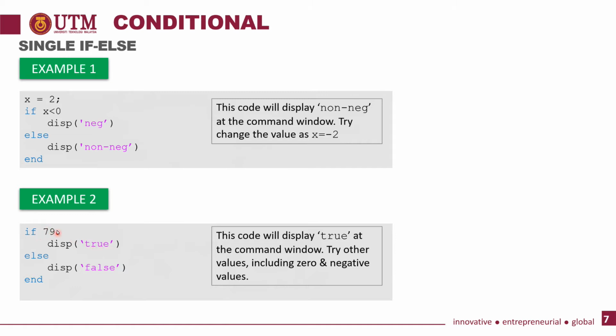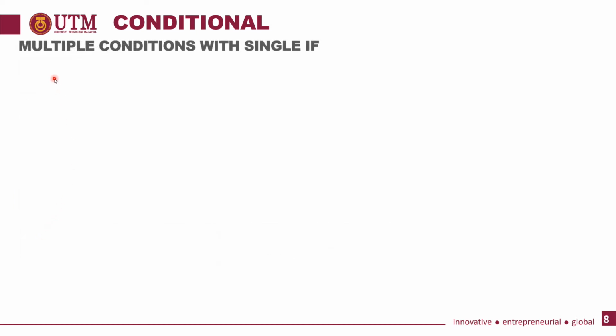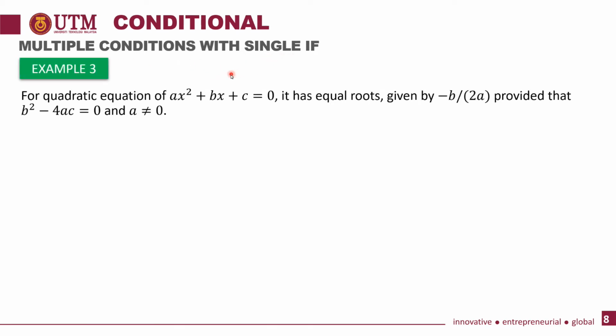But if you replace 79 with 0, it will display false, because this condition has not been fulfilled. All right. So the next example is about multiple conditions with a single if. So let's take a look at example number 3.